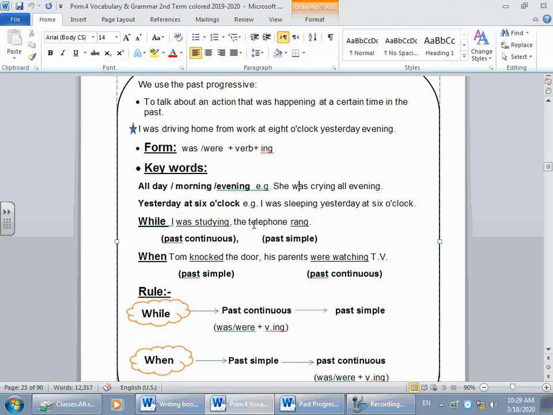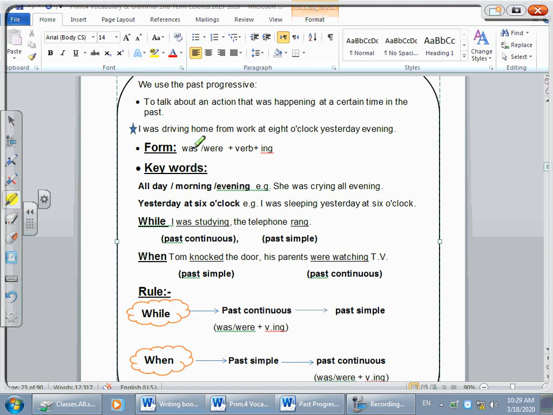Or how could we make the past progressive? We use was or were plus verb plus ing. Was or were plus verb plus ing. This is the form of the past progressive. And I will repeat once more that we use the past progressive to talk about a past action that happened at a certain time in the past.